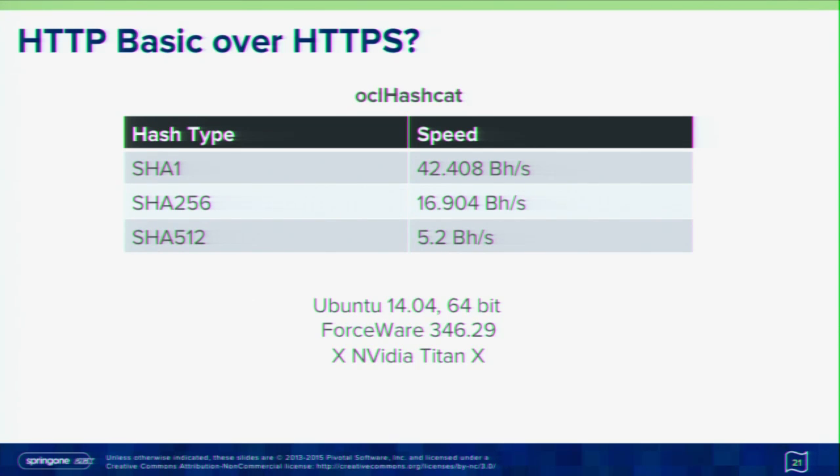OK, here's a number for you. SHA-1, 42.4 billion hashes per second. And this is on a single GPU. That's a lot of hashes. How about if we up the ante a little bit? SHA-512, 5.2 billion hashes per second.